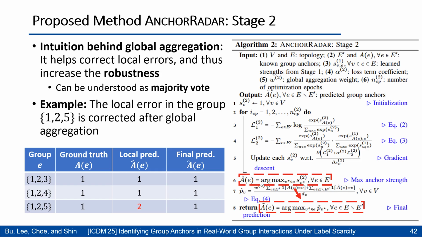So why do we do this global aggregation? We are inspired by majority vote. By aggregating predictions from different groups, we can correct local errors and get more robust predictions. In the example below, we can see that the global aggregation corrects the local error in a group.